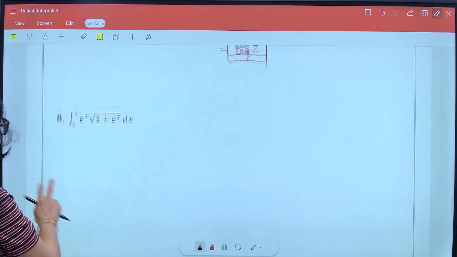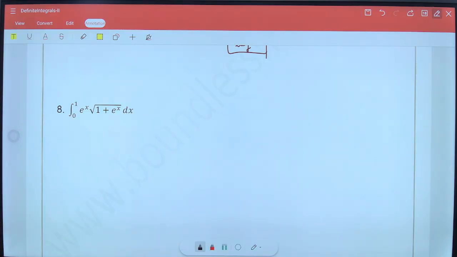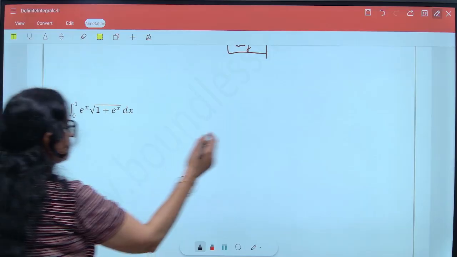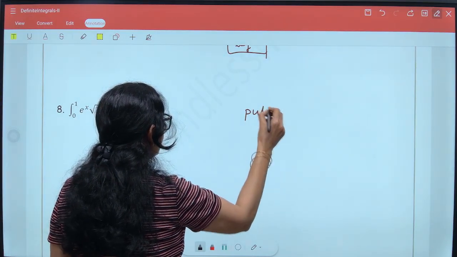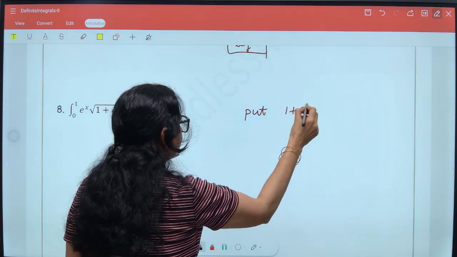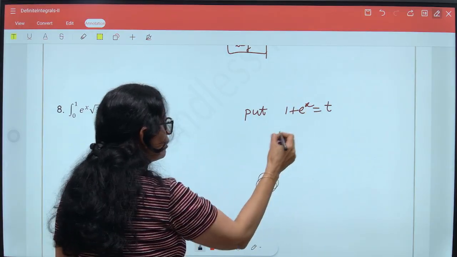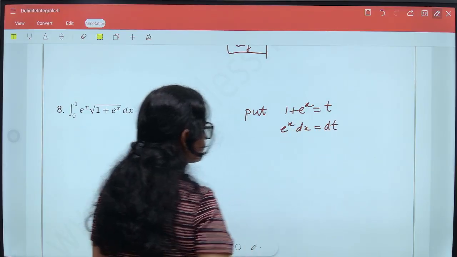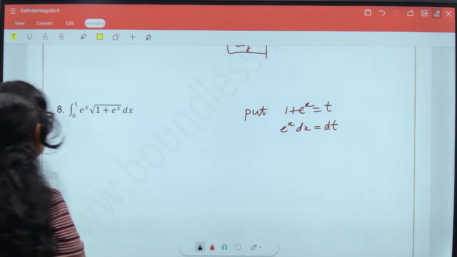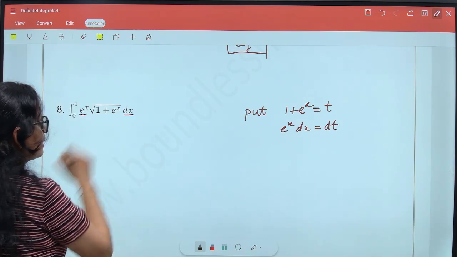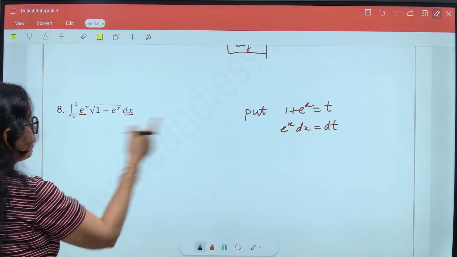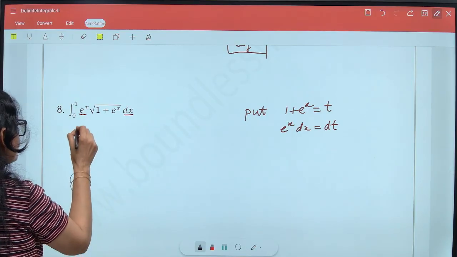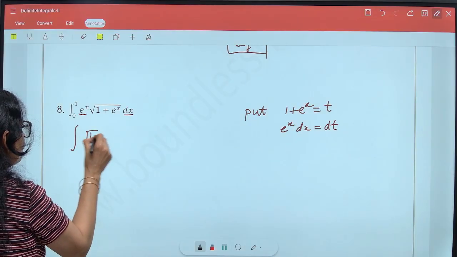The next question is integral of e raised to power x into square root of 1 plus e raised to power x dx. Now in this question, whatever is under the radical sign, we can replace it by t. 1 plus e raised to power x is equal to t. When you differentiate, it becomes e raised to power x dx is equal to dt. Now in this expression, e raised to power x dx can be replaced by dt, and 1 plus e raised to power x is only t. So that means we have square root of t dt.